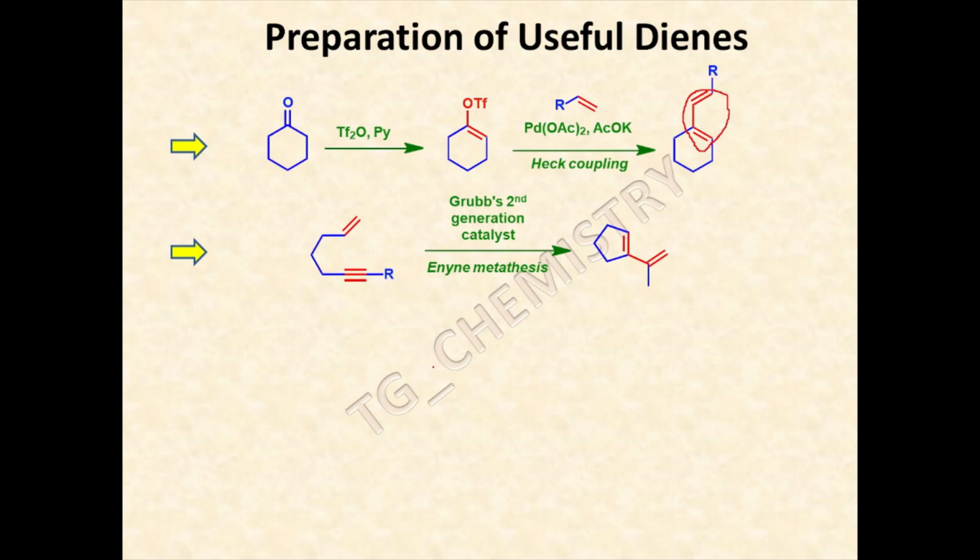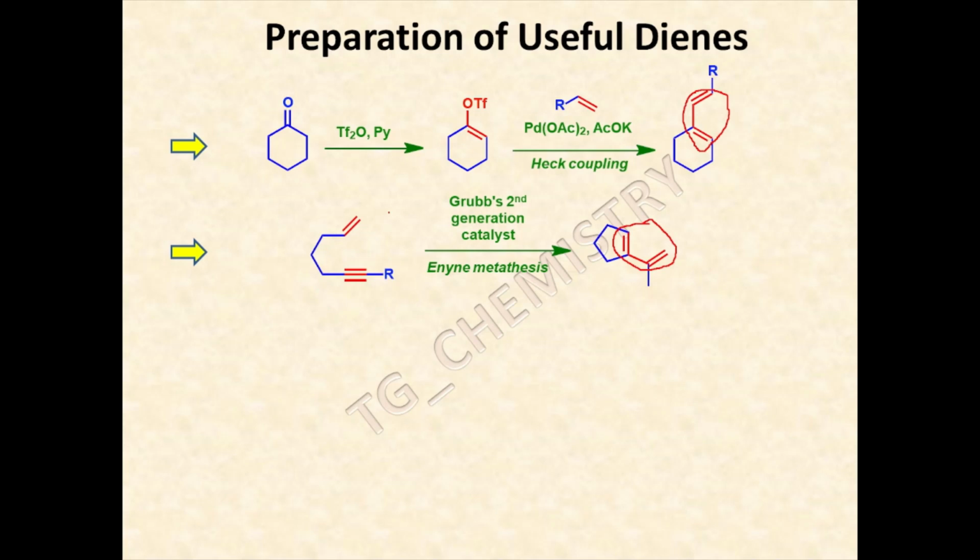Okay, in another case, by means of enyne metathesis, where Grubbs second generation catalyst can be used to form the diene. Here you can see this is the alkyne system, so this is an enyne system, and this undergoes readily the enyne metathesis reaction in presence of Grubbs catalyst to form such a product, a cyclic conformer, where you can find the S-cis diene system. So these are very useful diene systems, and these are the precursors for the formation of dienes.